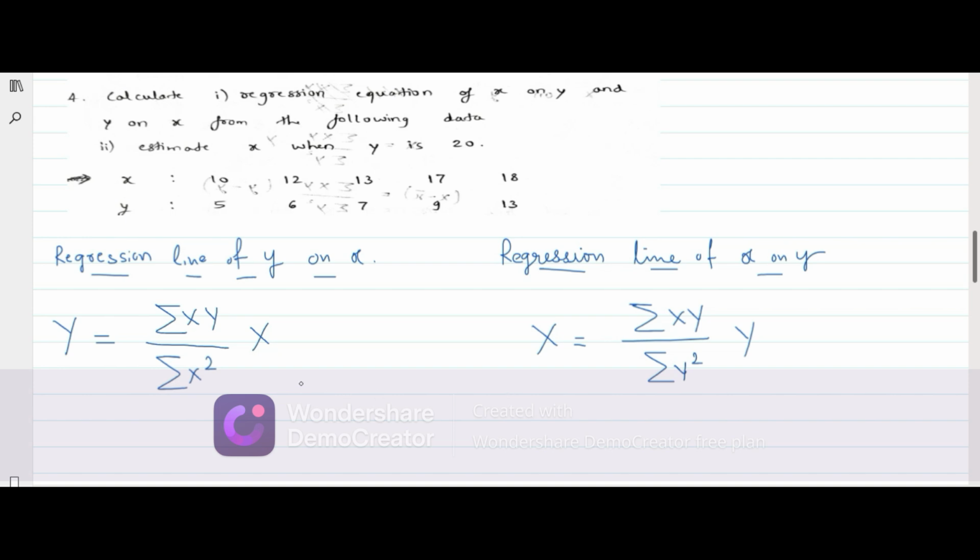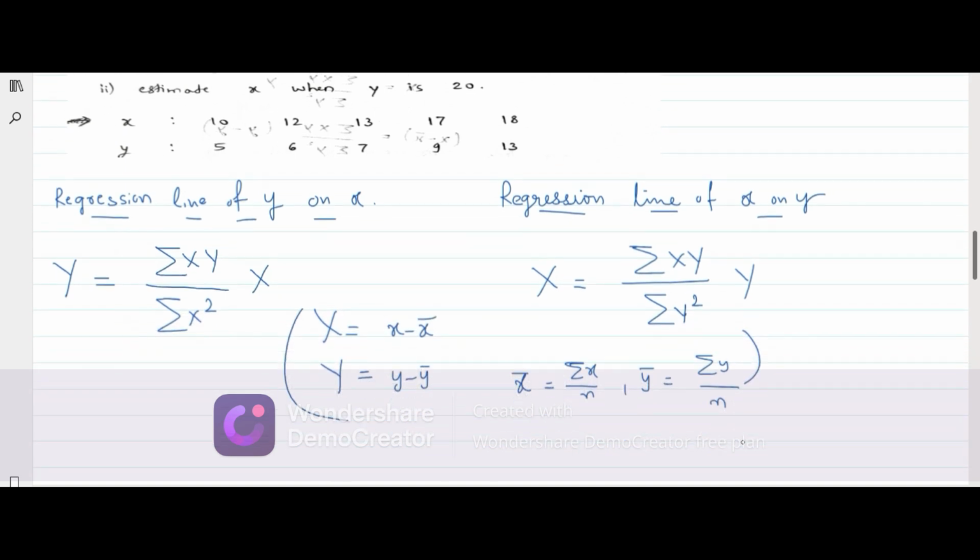So you all know what is x here, which is x minus x bar. What is y? Y minus y bar. And what is x bar? It is the sum of values of x divided by number of values of x. And what is y bar? The sum of values of y divided by number of values of y. Okay, so these are the things we come across here.